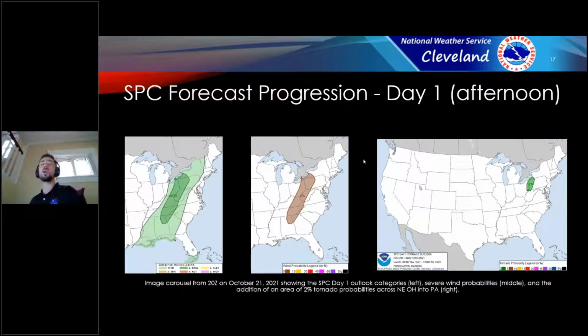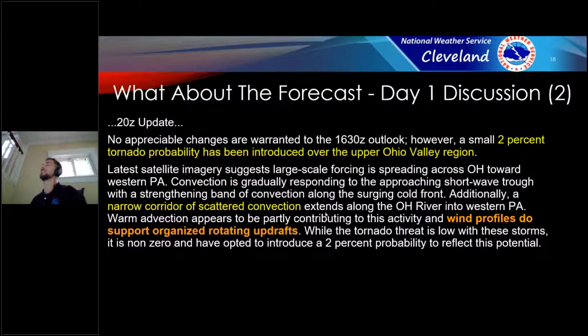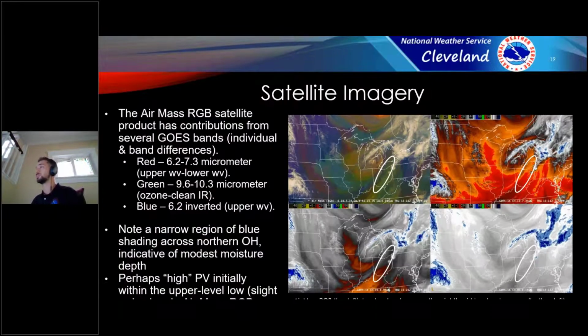Now, by the 20Z update, the event was ongoing in our area. SPC did introduce a 2% TOR downstream into the Pittsburgh area. And here's that discussion, talking about the addition of the small 2% tornado probability area, mentioning now that the low-level wind profiles do support some organized rotating updrafts, which we'll also see in a reconstructed photograph later in the presentation.